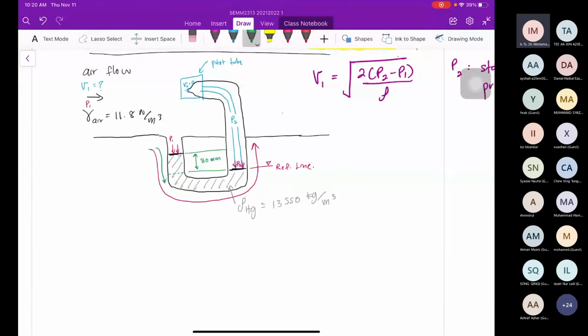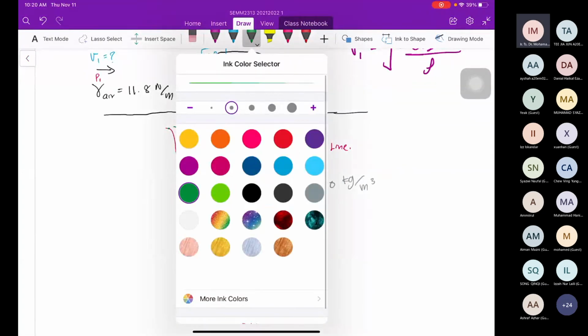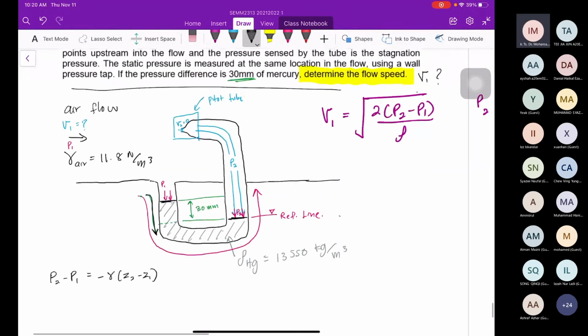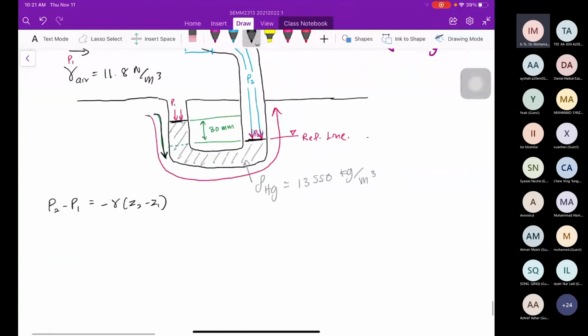Do you still remember the hydrostatic equation applied to the manometer? Class? It is P2 minus P1. If you want to go from here to here, it is the final minus initial. P2 minus P1 equals negative gamma times Z2 minus Z1. You can see it is the same here. If we get this term, we can substitute directly.